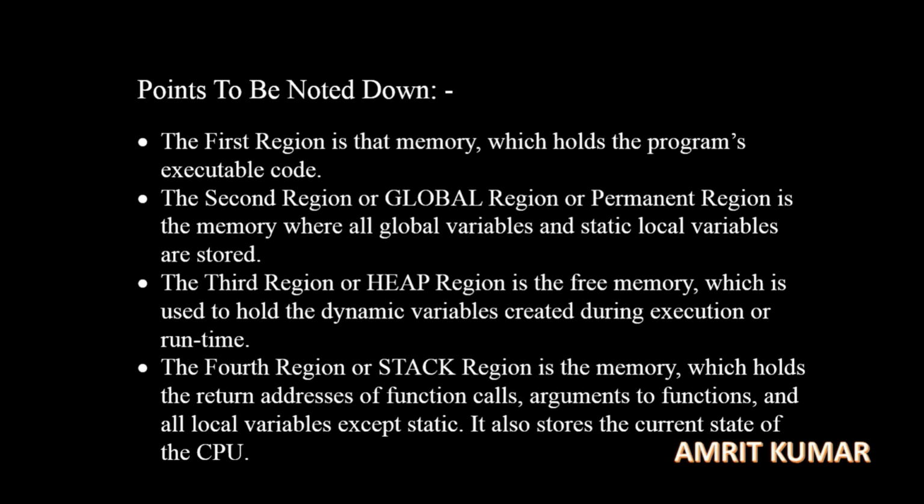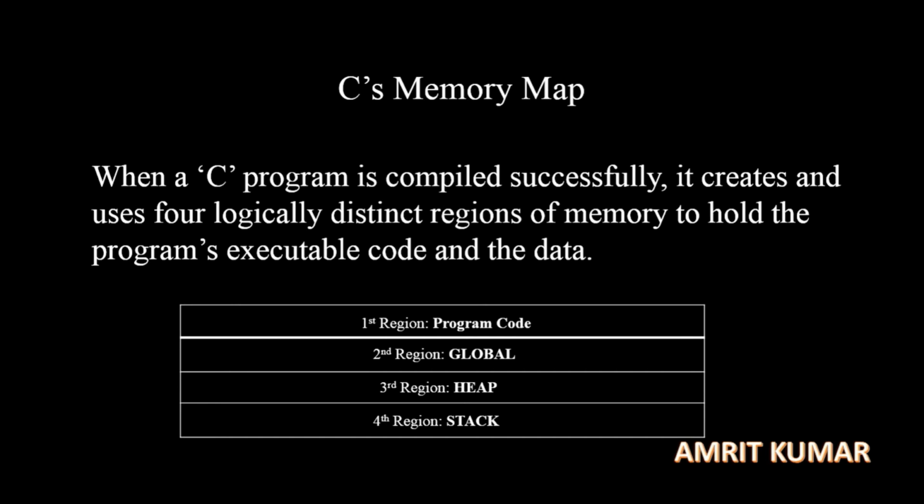And the fourth and final region, or we can say the stack region, is the memory which holds the return address of the function call, arguments to the function, and all the local variables except static. It also stores the current state of the CPU. So we have dealt with the memory map one by one.